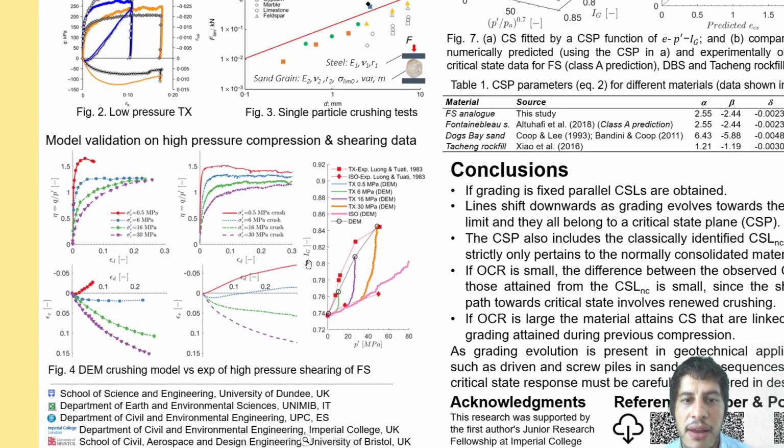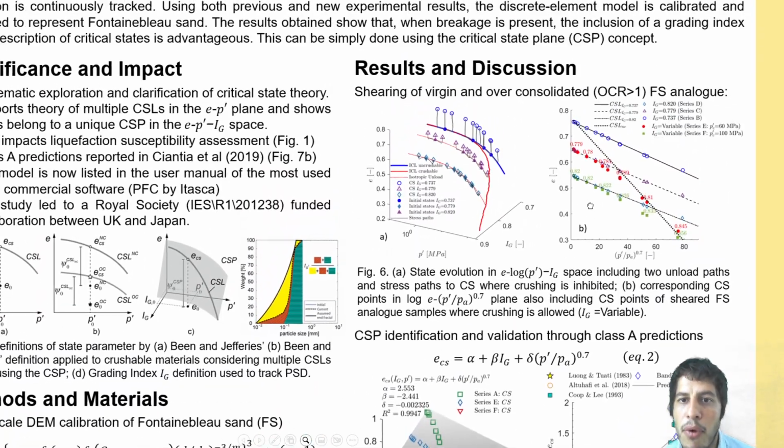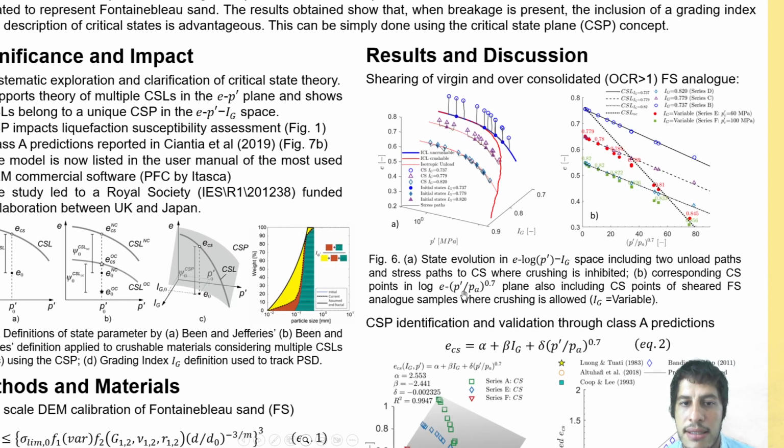As I was mentioning, there is the grading index, and the DEM model is able to track this systematically throughout the simulations, and we see how it can capture well the experimental data points. So once we had calibrated the DEM model, it was used systematically, taking advantage of the fact that we have a DEM model where we can switch on and off crushing, and therefore identify multiple critical state lines for variable grading indexes, so for variable particle size distribution.